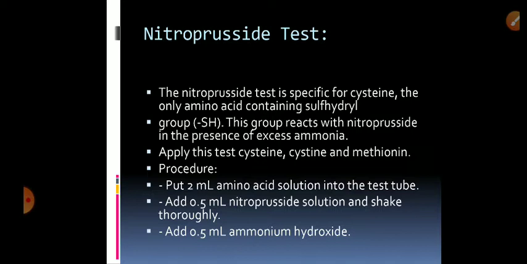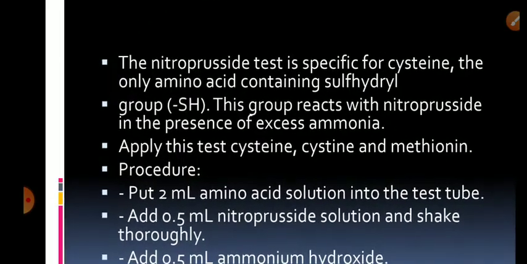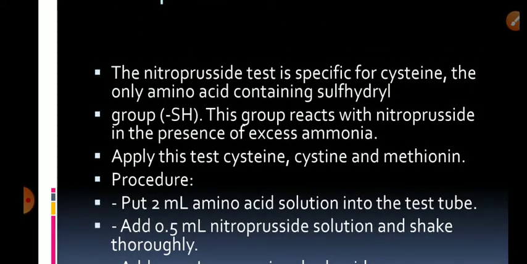The nitroprusside test is specifically done to check the presence of amino acids containing the sulfhydryl group, the SH group. So proteins that contain sulfhydryl group containing amino acids like cysteine will give this test positive, because this is a test for detection of the sulfhydryl group. This group reacts with sodium nitroprusside in the presence of excess ammonia.